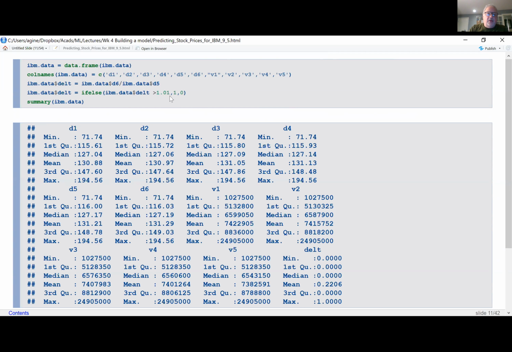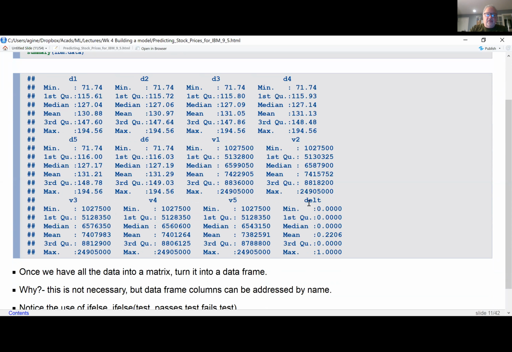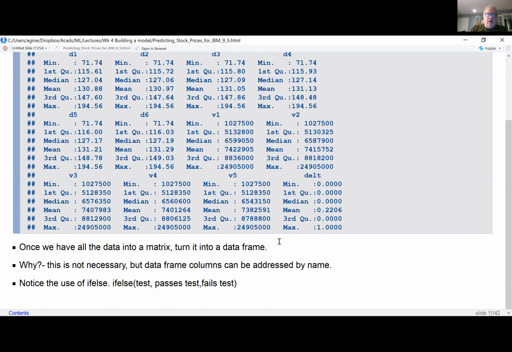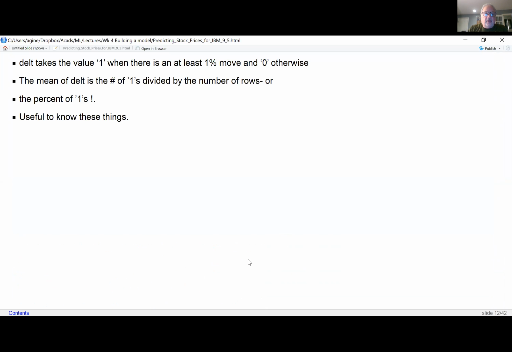if it's bigger than 1.01, that means it was a 1% return, you give it a 1, else you give it a 0. So once you've done that, you can see that if else gave the delta mostly values of zeros and some ones. Okay? And as I write at the very bottom, the logic of if else is, you give it a test, and if it passes the test, you give it a certain value. If it fails the test, you give it another value. So del takes the value 1 when there's at least a 1% move and 0 otherwise.